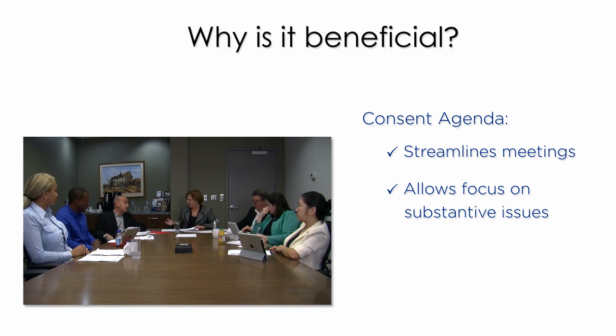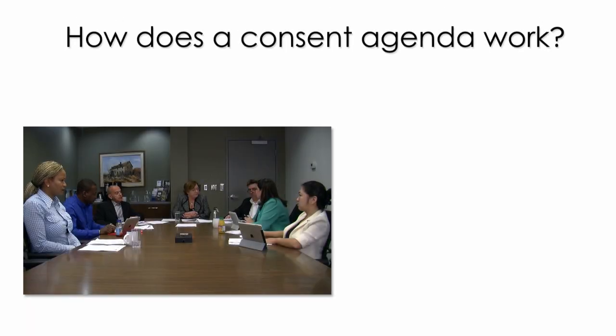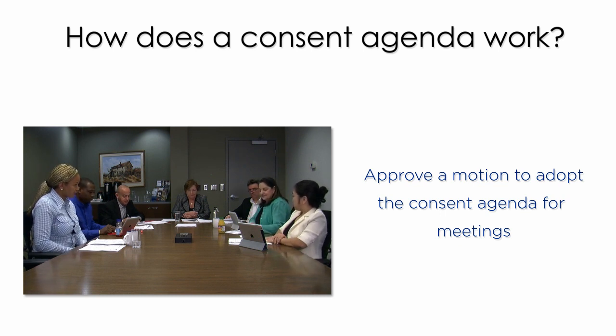It works well because if a board member feels that a consent item requires more discussion or debate, he or she can simply request that the item be moved to the full agenda, where it can be seconded and discussed in full. If you want to adopt a consent agenda, the first thing you'll need to do is approve a motion to adopt the consent agenda for your meetings.